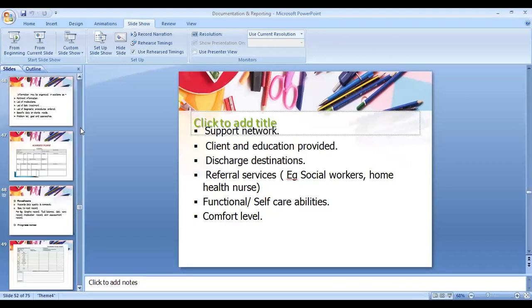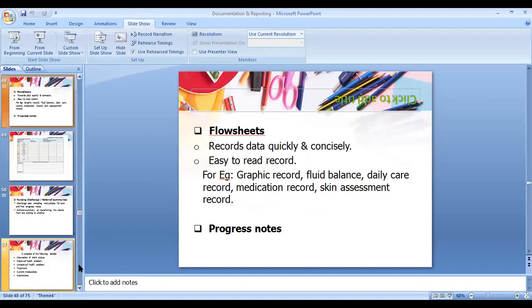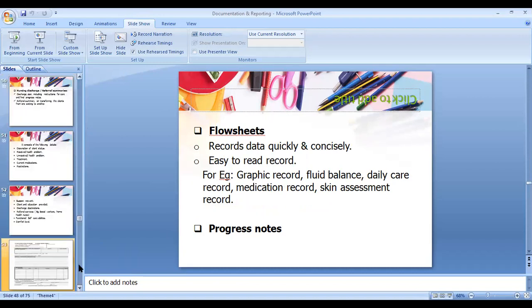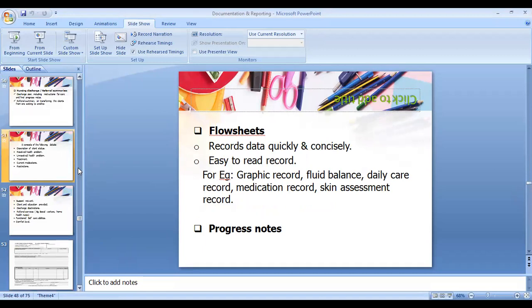As well as a referral. And we also have the flow sheets. Flow sheets means your vital records, TPR chart, fluid balance, and medication record. All these come under the flow sheets. Other than these we also have various forms which we fill up for recording, but these are the most common ones for nurses. So I hope everyone is clear with this.